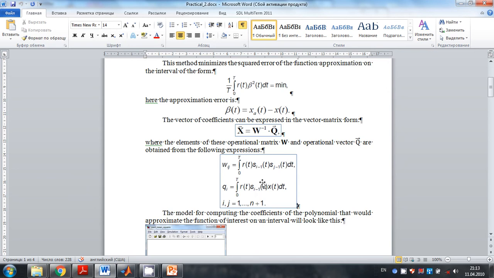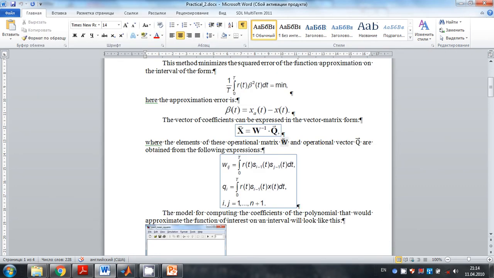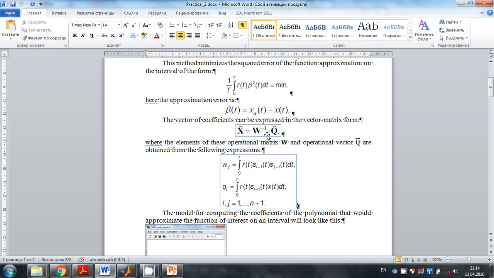So we integrate using this simple element, which is the integrator. Basically here at the integrator output, we've got this vector representing these Q's. So at last we're ready to multiply. We first apply at the first input of the matrix multiplicator the W raised to minus 1, and at the second input we apply the Q. So this is the 5 by 5 matrix. This is the vector, a 1 to 5 vector.